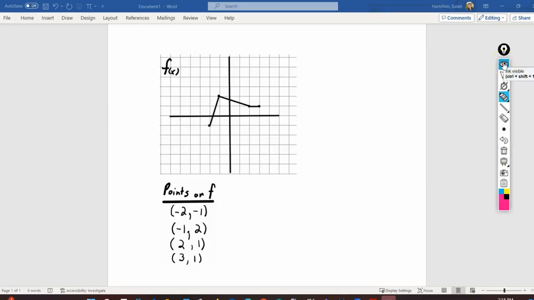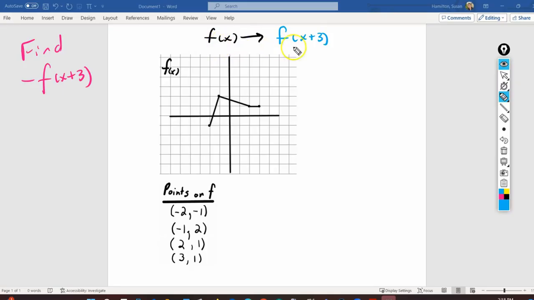Okay. Now, what if I'm told to find this? I can't get there in one step, but I can get there in 2 steps. So if I start with f of x, and then I get this, well, to go from black to blue, I'm replacing x with x plus 3, so that's going to be 3 to the left.